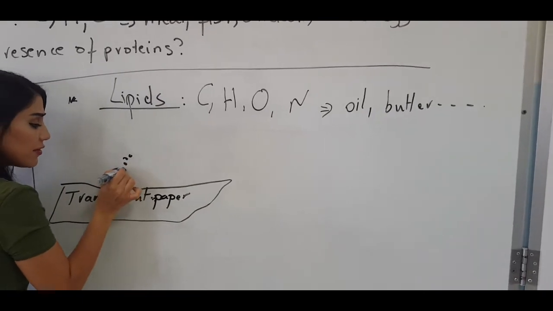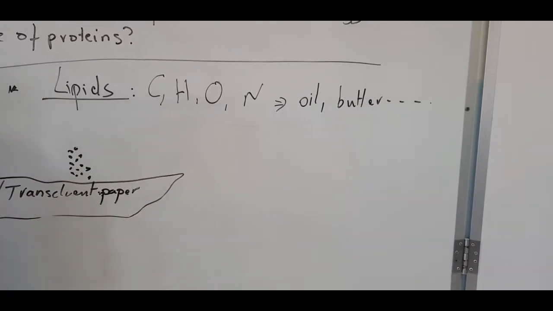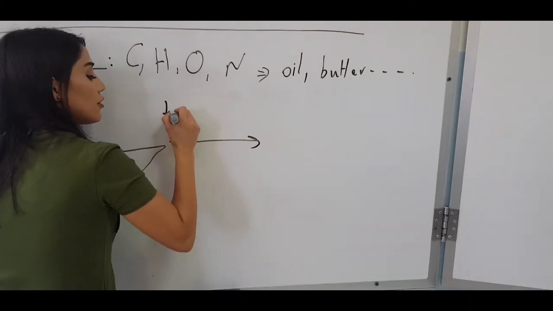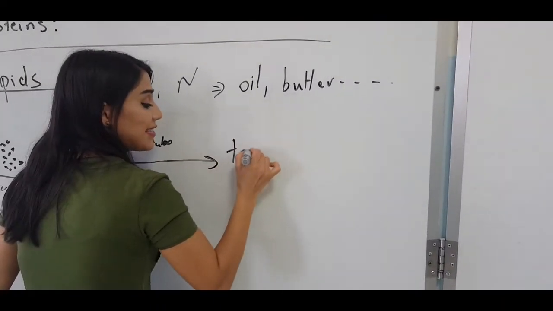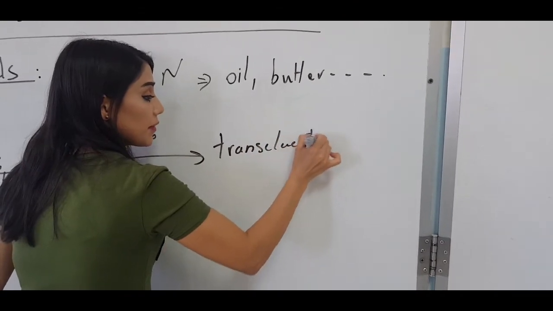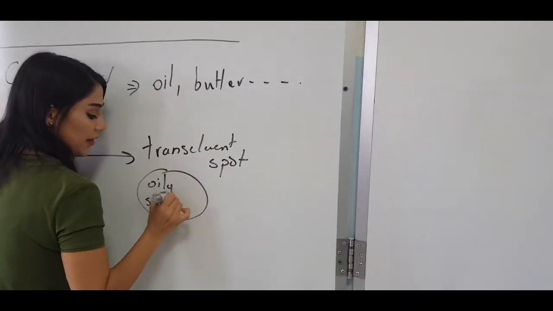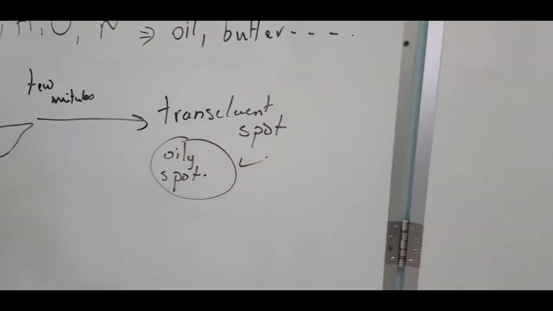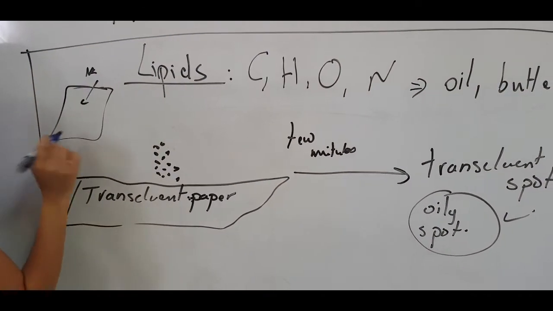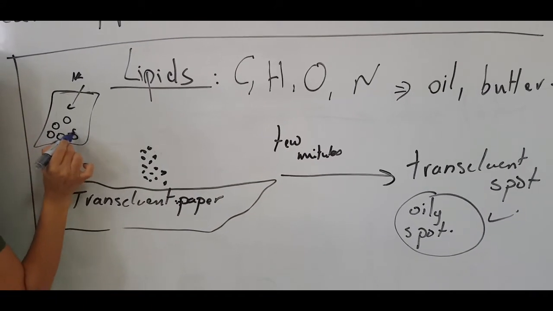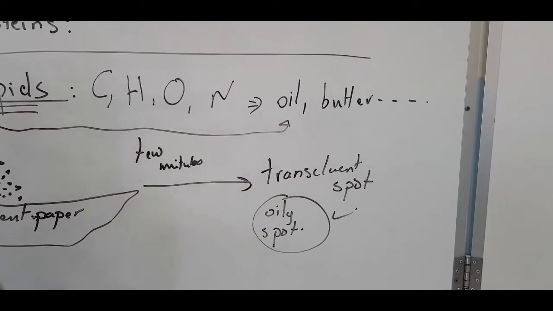And you rub the food into pieces, crumbling the food onto the translucent paper. If after a certain few minutes it gives a translucent spot, an oily spot, it means it does contain lipid. Like the za'atar on your translucent paper, it gives you drops, oily drops. So these oily drops indicate the presence of oil, indicate the presence of lipids.